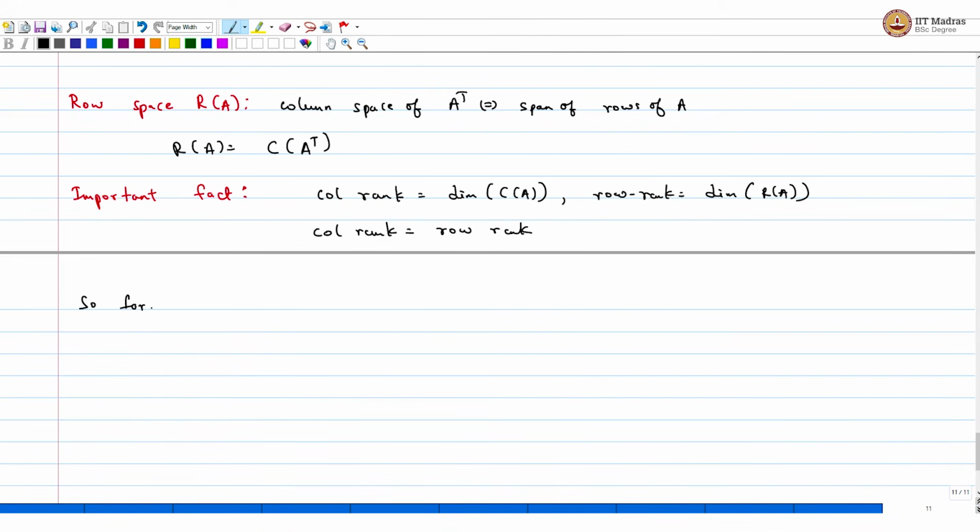So far we looked at the column space of A, the null space of A, and also the row space of A, which is equal to the column space of A transpose. So you can guess the very next space that you are going to look at, which is the null space of A transpose, which is called the left null space.